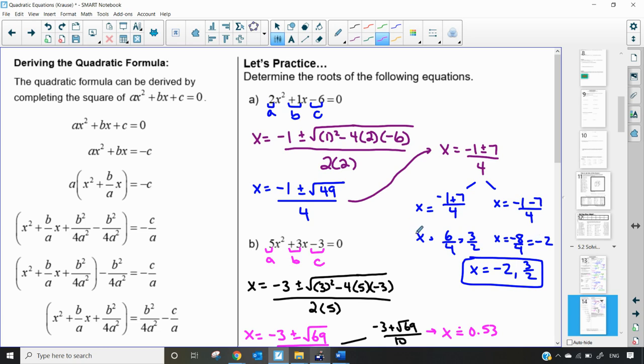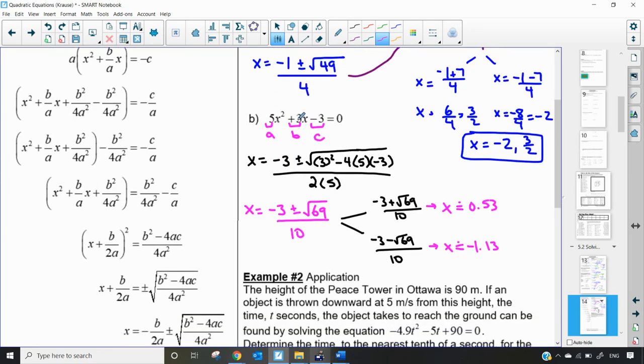So you can write these as separate answers, x equals 3/2 and x equals negative 2, or we can write it with a comma in between. So x equals negative 2, comma 3/2. So again, if these break down to nice numbers, so nice rational numbers, then we can write out those answers. If not, then we leave it in that plus minus format with the roots.